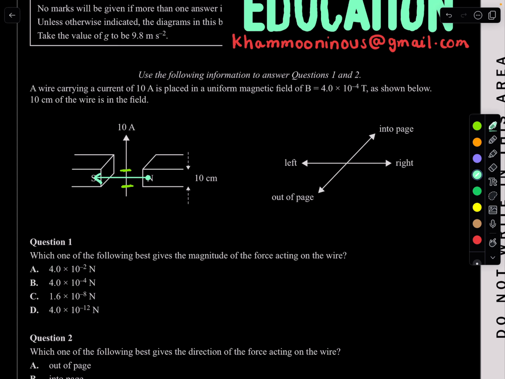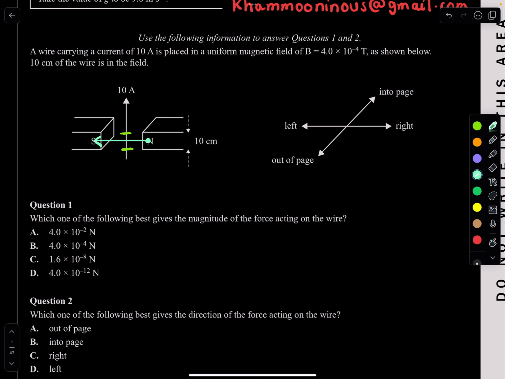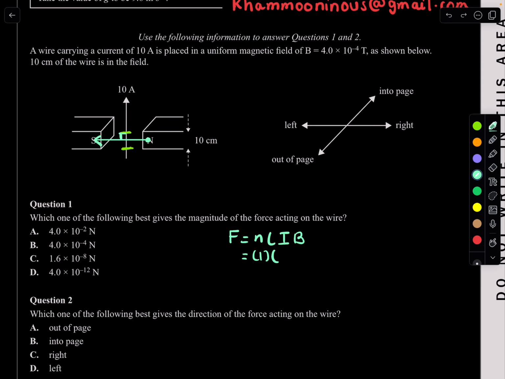Now, we know that there is a force produced because the current and the magnetic field are perpendicular, which is great. So the formula that we use to calculate that is the force is equal to N, the number of loops of the wire, times the length of the wire, the current, and the magnetic field. In this case, N is just 1 because it's just one wire. Our length of that wire is 10 centimeters, because you've got to remember only this part is actually being affected by that magnetic field.